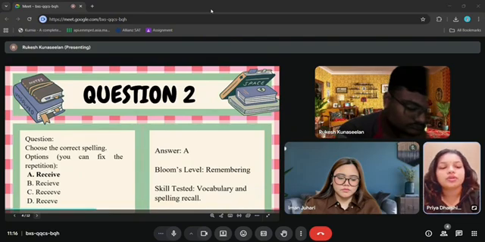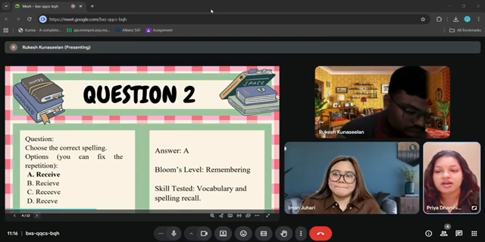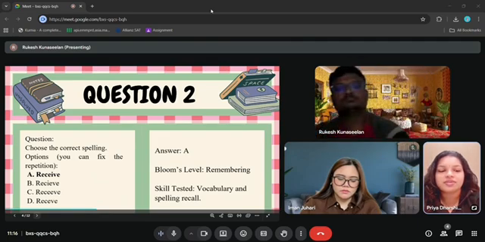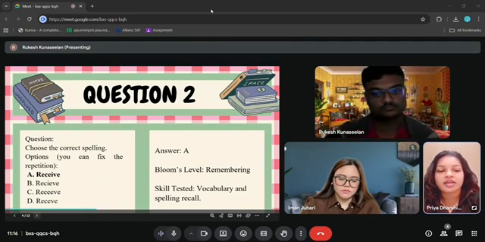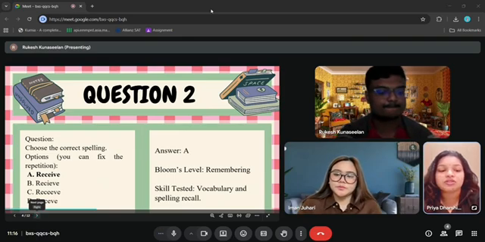Question 2. The second question is a spelling question. Choose the correct spelling. Alright, the correct answer is A, which is receive, R-E-C-E-I-V-E. The question focuses on spelling accuracy, which tests students' ability to recall correct vocabulary that they have learned before. It is under the remembering level of Bloom's taxonomy because students simply need to recognize and recall the correct spelling from memory. Next.